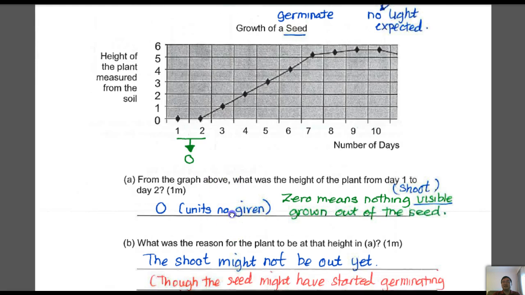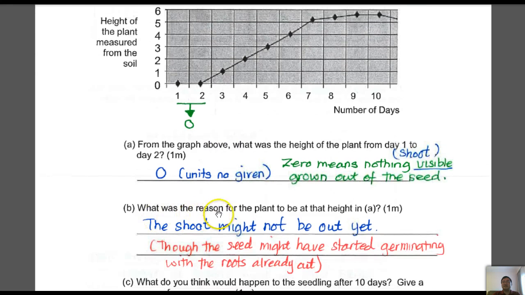All right. B, what was the reason for the plant to be at that height in A? Right, watch out, 0. Why? So you just say the root might not be out yet, or the root might not have grown out onto the surface right above the soil level. Though the seed might have started germinating, with the roots already out, over here you might not see anything out from the soil, but the seed might have been germinating, right?